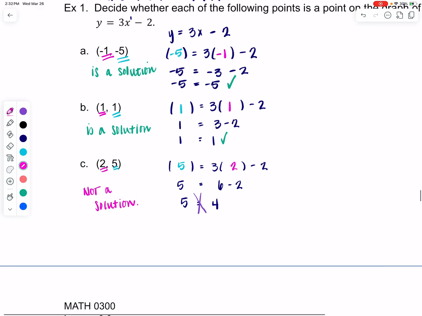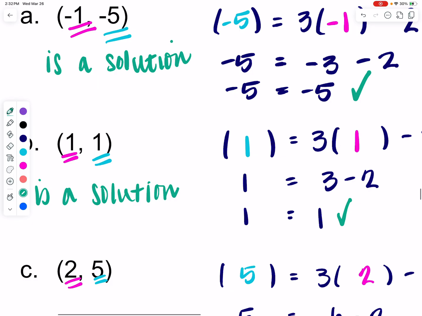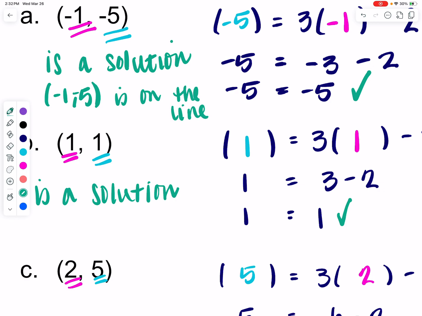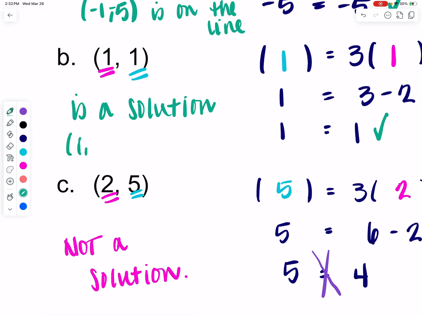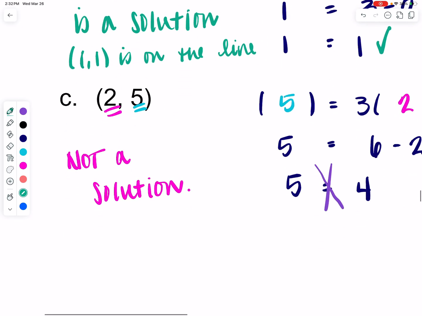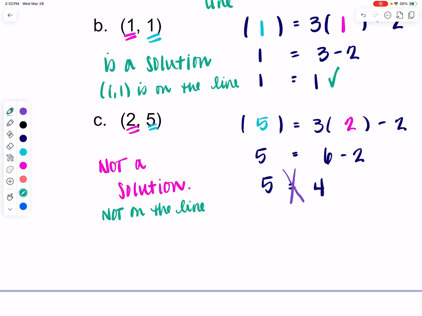So every time we get a solution, it's on the line. So -1, -5 is on the line. 1, 1 is on the line. But 2, 5 is not on the line. That means it's floating off in space somewhere.